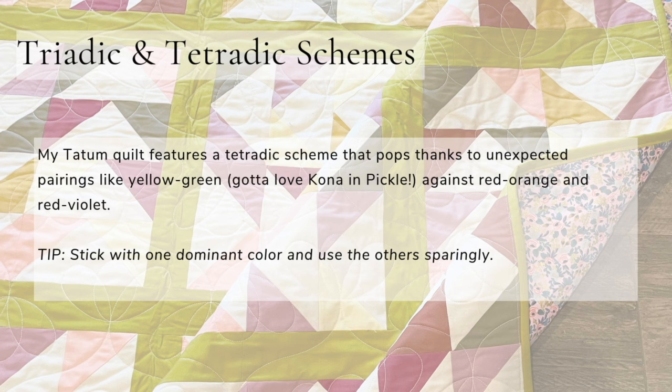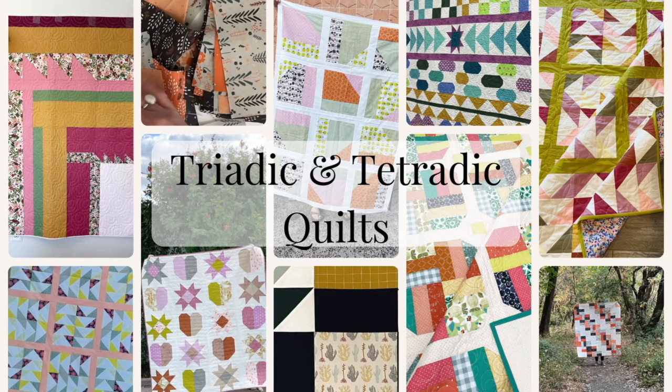And so one tip when you're working with these particular color schemes is to stick with one dominant color and then use the others sparingly, right? So in this one, it's kind of the opposite. The color that has the contrast and the pop I used in the sashing, and then the blocks. So if you looked at the blocks alone, this would have a very soft feel to it, but when you add that sashing in, it really pops. And here are some examples again of this color scheme in practice.